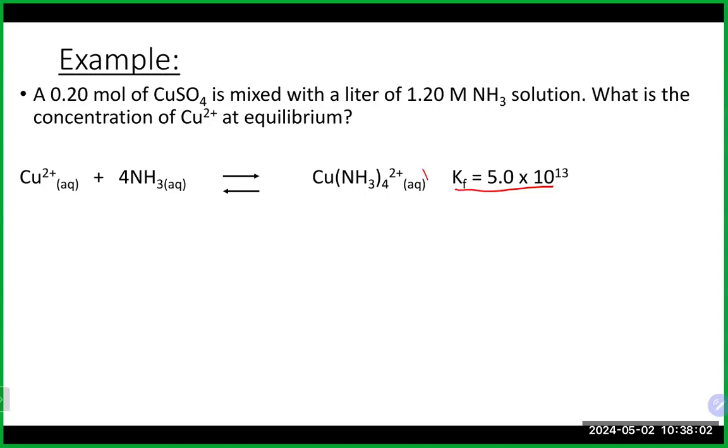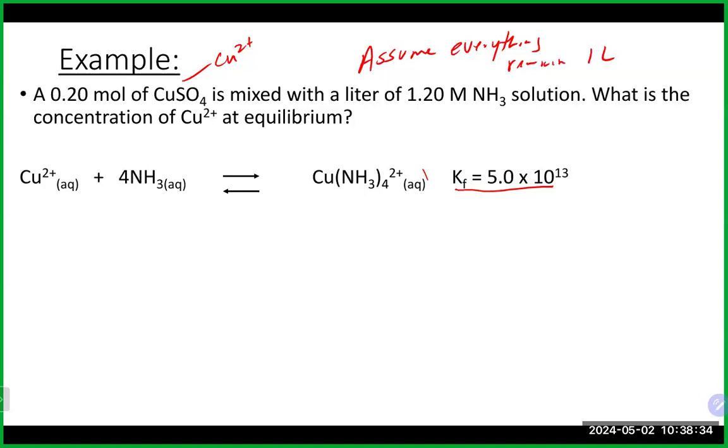We're going to take 2 moles of copper 2 sulfate, which is really the source of the copper 2 ions, with a liter of 1.2 molar ammonia. We want to know what is the concentration of the copper 2 ions in solution at equilibrium, just the free copper 2 ions that are floating around. In this particular example, which is not always the case, we're just going to assume that everything remains at 1 liter. So the volume is just going to remain at 1 liter for everybody, just to make the numbers easy.